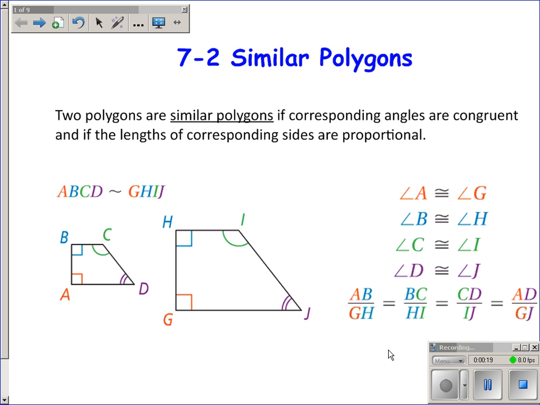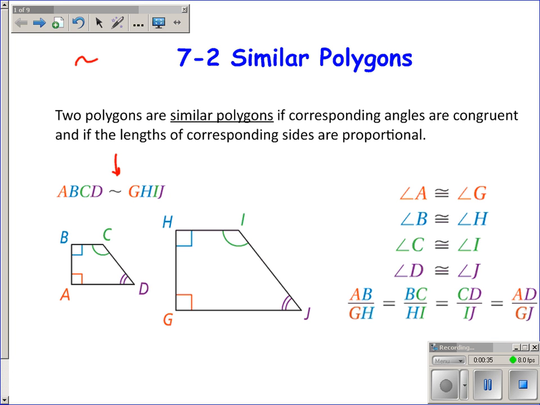Here I have two trapezoids, and they're similar. That's what this symbol right here means. It's like the congruent symbol, but not being equal. Okay, so trapezoid ABCD is similar to trapezoid GHIJ.